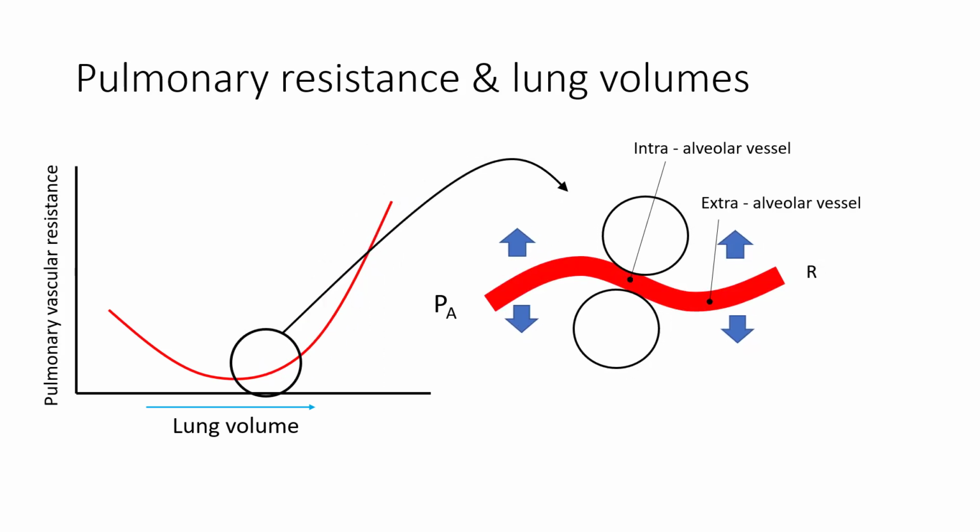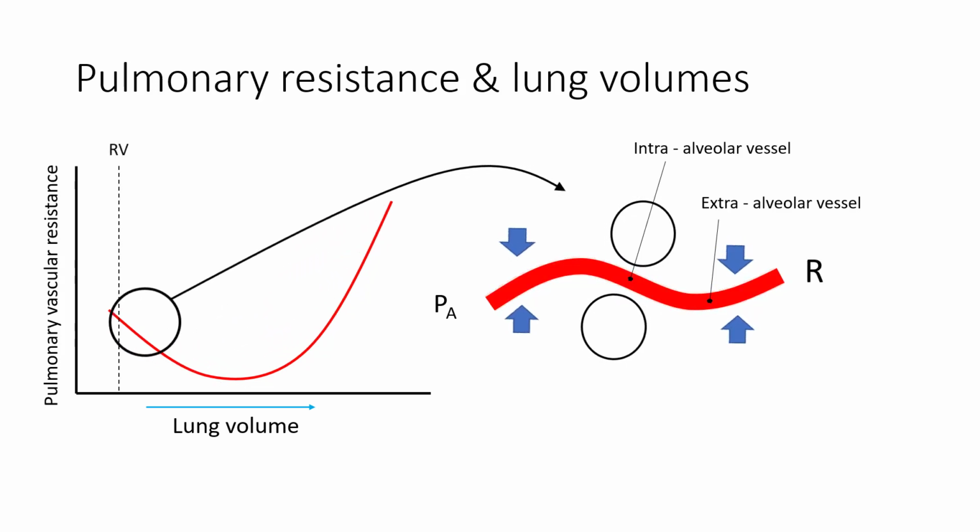As your lung volumes decrease, the intra-alveolar vessels open up and the resistance in this part decreases, while the extra-alveolar vessels are still open. So your resistance becomes minimum at a certain lung volume. As the lung volume decreases further, for example at residual volume when you are forcefully exhaling, your pleural pressure is more positive, so your extra-alveolar vessels are squished, and the resistance starts increasing again.